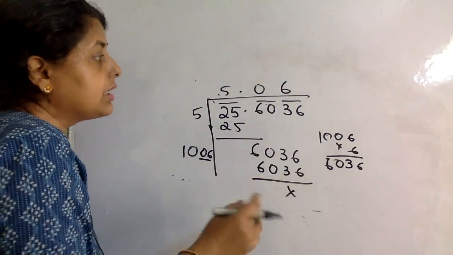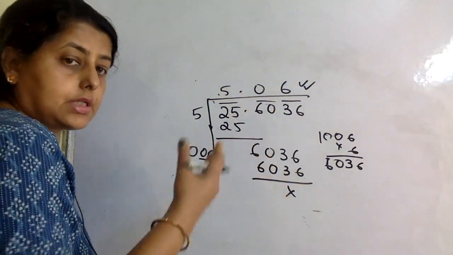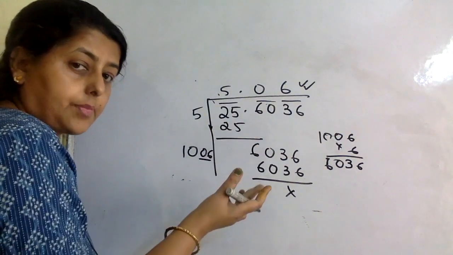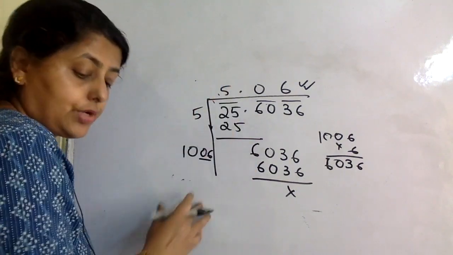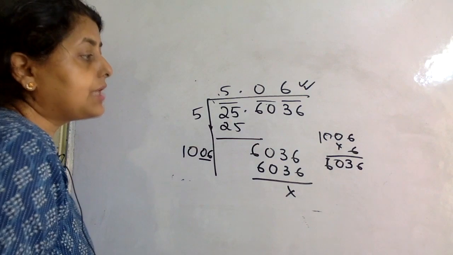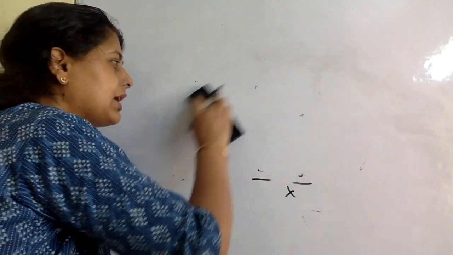Since we have already put the 0 here for the set which didn't work, we can only put a 6 here. So my answer to the question is 5.06. That is the square root of this sum. Square root of 25.6036 is 5.06.